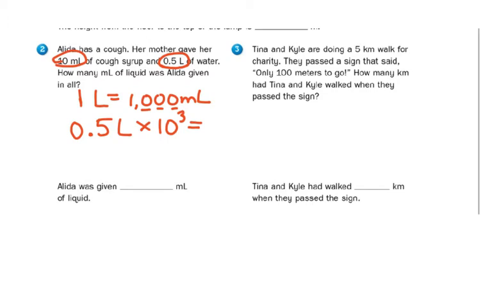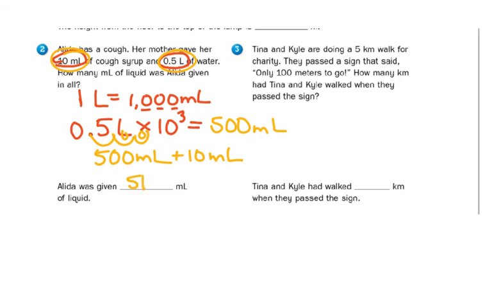We move it 3 places. 1, 2, 3. I'm going to have to put in 2 zeros. So we would say 500 milliliters. So if we take that 500 milliliters plus the 10 milliliters, don't forget to add that in, we would get 510 milliliters. And we won't worry about the rest of this page.